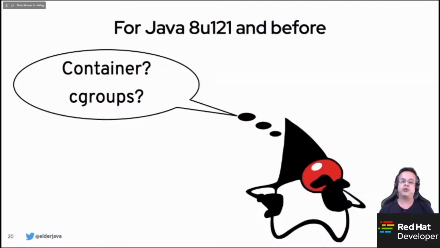And if you are using Java 8 update 121 and before, and if you look for a few seconds at the latest surveys, you will see that around 60 to 80% of Java developers around the world are still using Java 8. So it is still important to talk about it. If you are using 121 and before, Java and the JVM simply are not aware of containers.